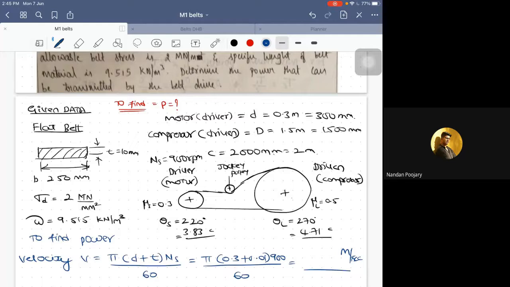.6 is the velocity. So what decision have you made after seeing this value? Since 14.6 is greater than 10 meters per second. So should we consider centrifugal tension or should we not? Should we consider centrifugal tension?